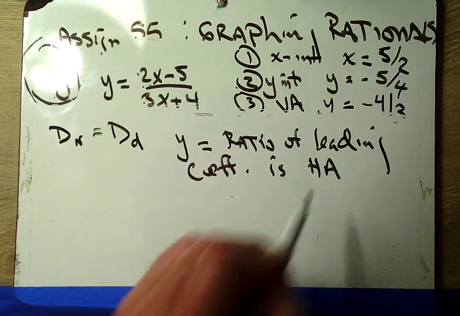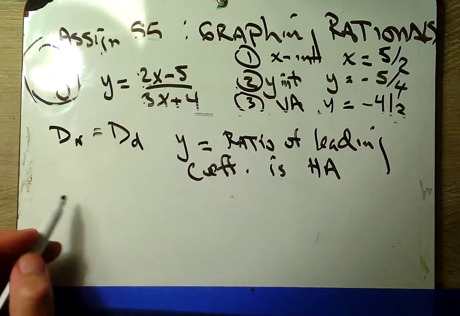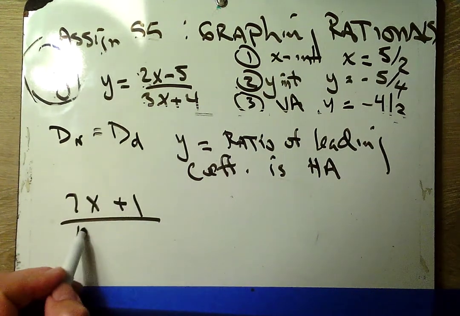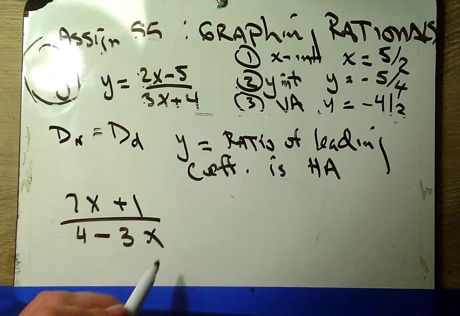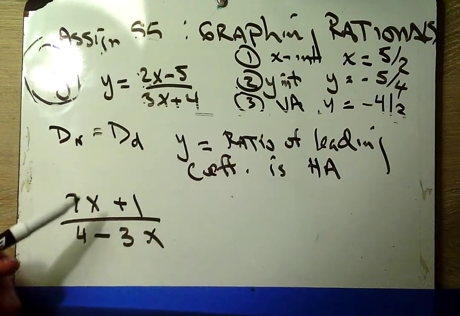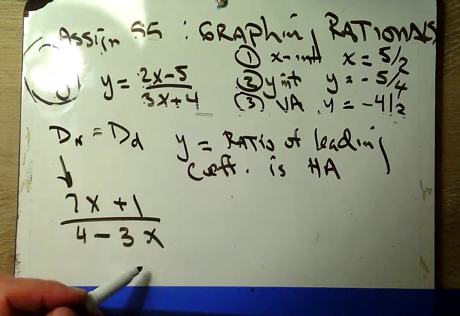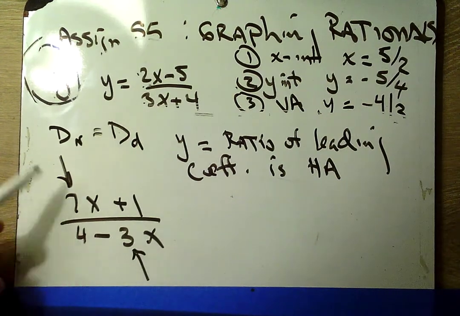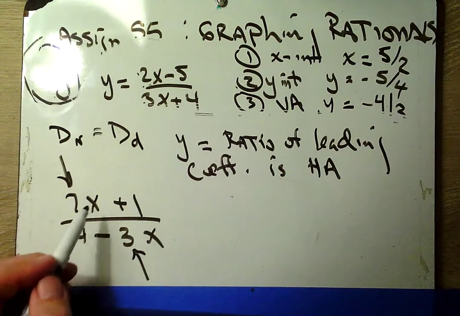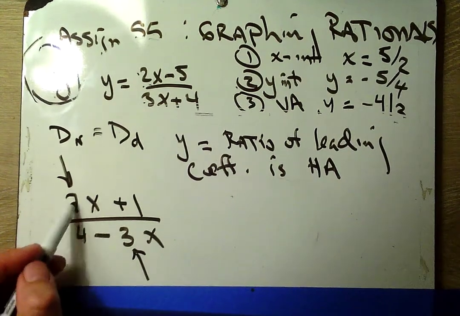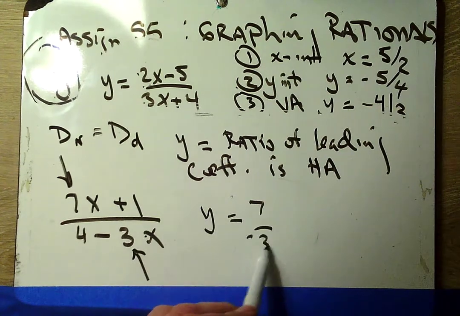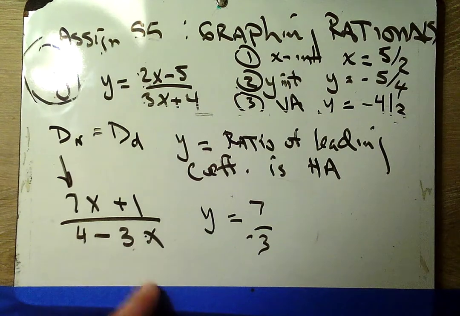is the horizontal asymptote. So if I had 7x plus 1 and 4 minus 3x, again, the leading coefficients, that's a leading coefficient and that's a leading coefficient. It's not the numbers that are first. A coefficient is the number in front of that variable. These are our leading coefficients. And so y equals 7/-3 is going to be our horizontal asymptote.